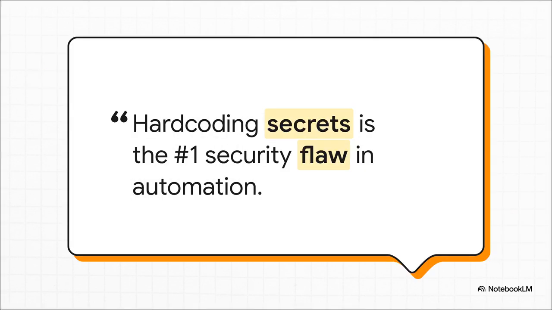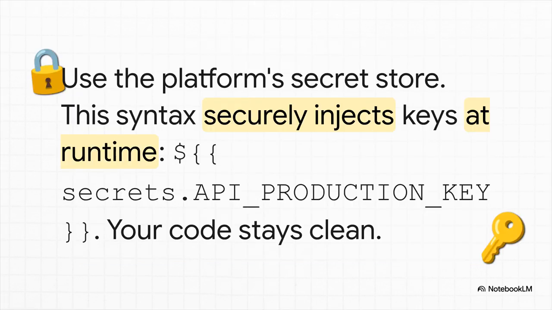Okay, hold on. Stop everything. Before we move on, we have to talk about this. This is, without a doubt, the single biggest, most common security mistake people make. Putting your API keys or passwords directly into your script is like writing your bank password on a sticky note and putting it on your monitor for the world to see. So what's the right way to do it? You use the platform's built-in secrets vault. See this syntax? This tells GitHub, hey, go grab the production API key from your secure encrypted storage and inject it here only when the pipeline is running. It never, ever gets exposed in your code. This isn't a suggestion, it's a must-do.